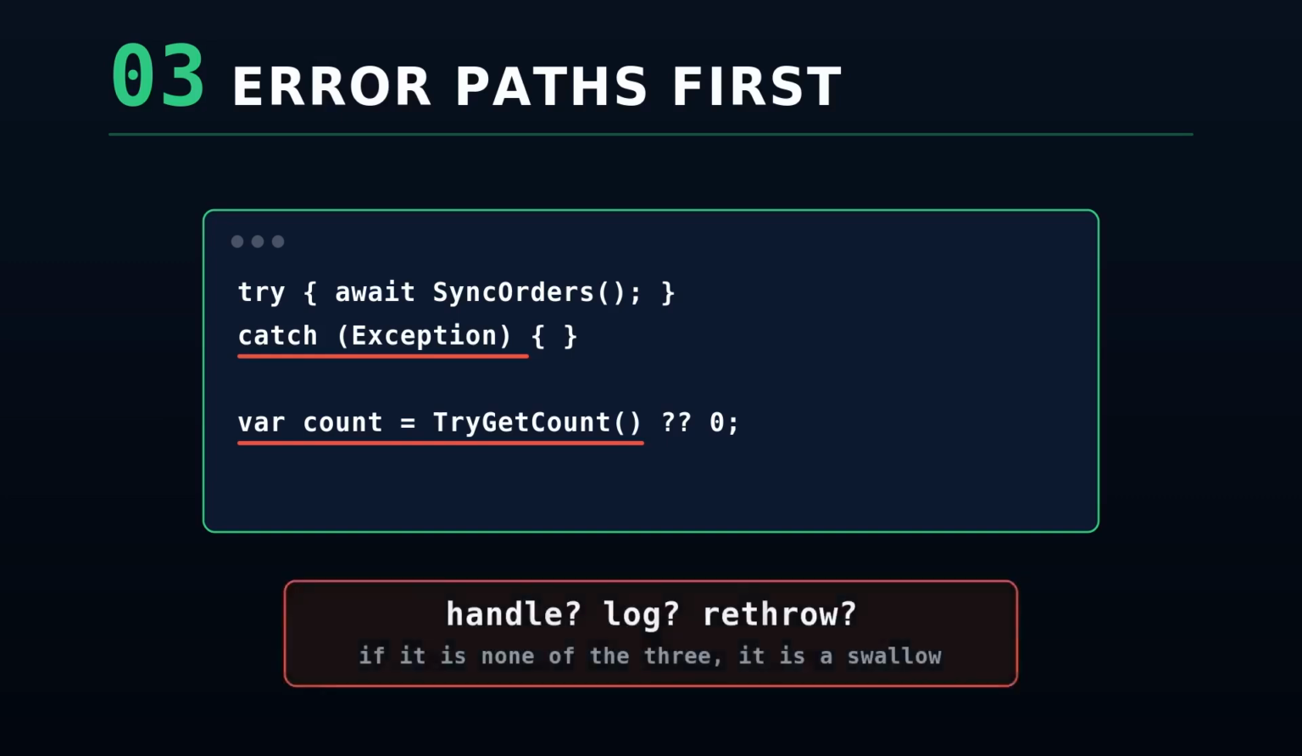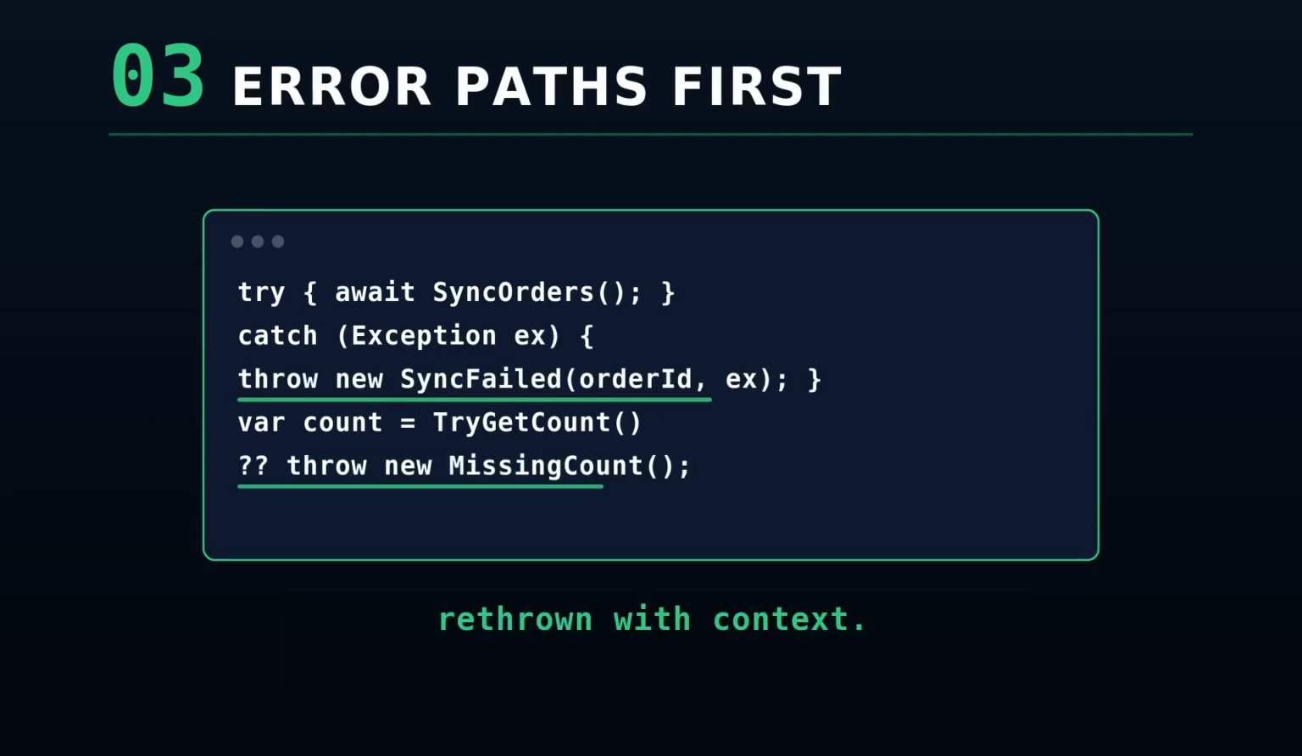1 question per catch. Handle, log, or rethrow. Which one is this? After, every error path either recovers on purpose, logs where someone actually reads, or rethrows with context. If last video's silent swallow is in the diff, this is the check that catches it in seconds, because you went straight to the catch blocks. Next one has the worst failure mode of the 5.